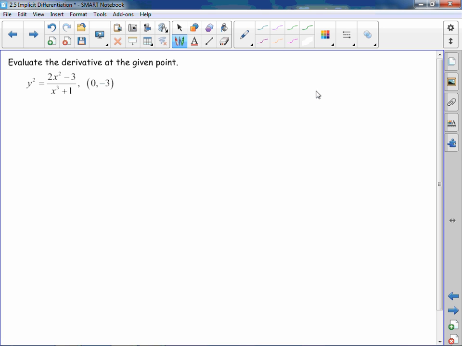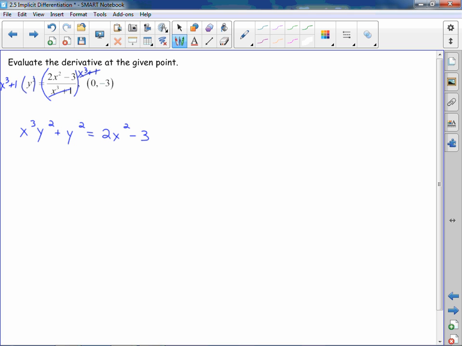I'm looking at a quotient rule. However, I'm not going to use a quotient rule with this because this would be a huge, nasty problem. So I think it might be simpler if we just multiply both sides by the x cubed plus 1. If I multiply by x cubed plus 1, it will go away here, and here I'm going to distribute that y squared. So I'll get x cubed y squared plus y squared equals 2x squared minus 3. I think that might be easier to take the derivative of.